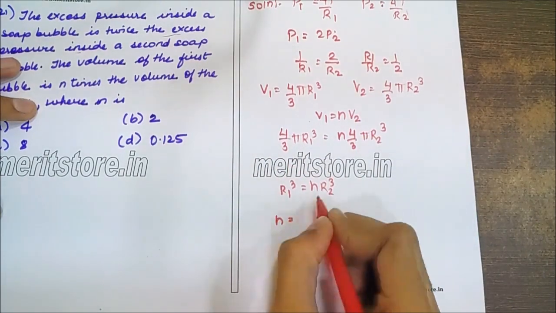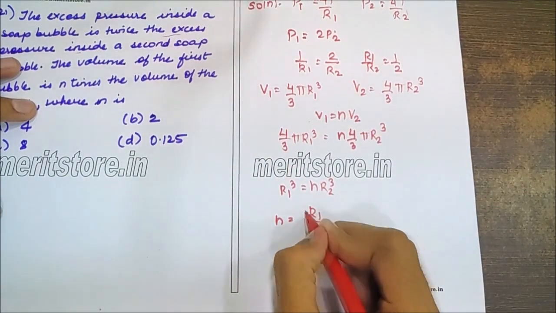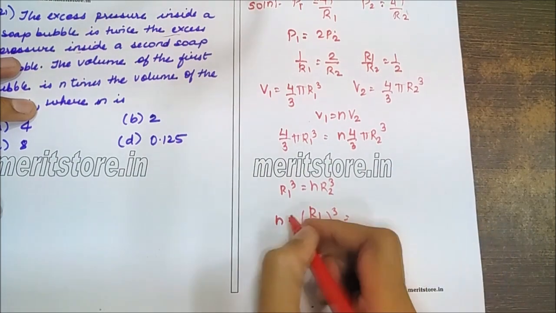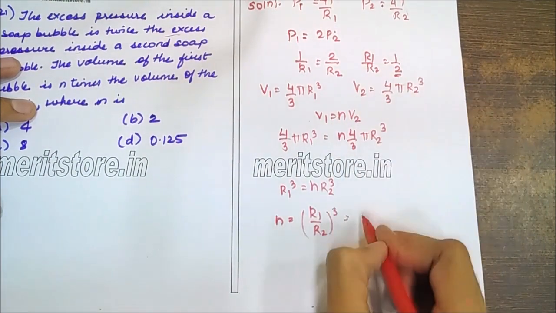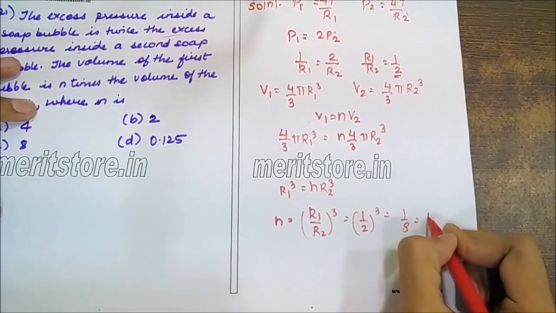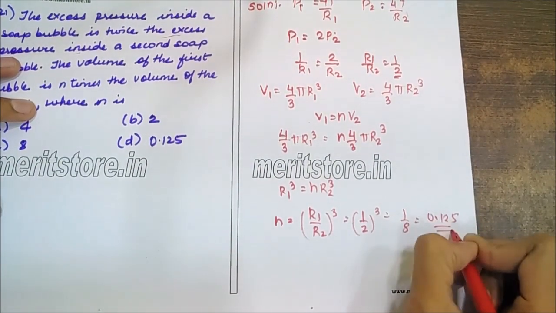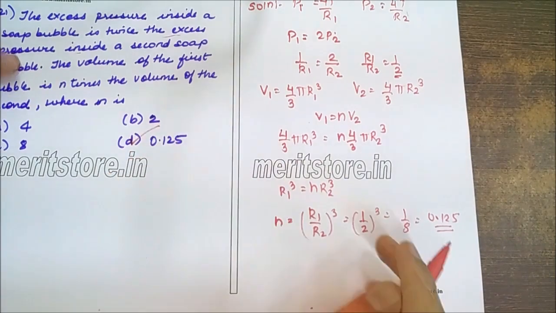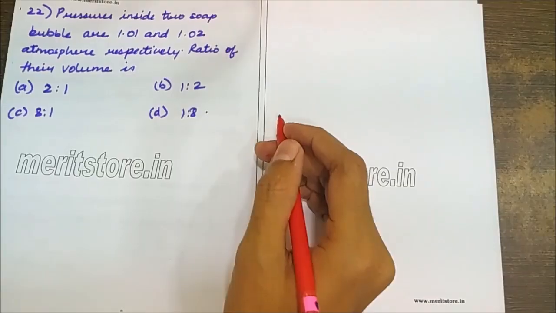So n becomes equal to R1 upon R2 the whole cube. R1 upon R2 is 1 upon 2, so 1 upon 2 the whole cube becomes 1 upon 8. So that is the answer. The answer comes out to be 0.125, where D is the correct option.